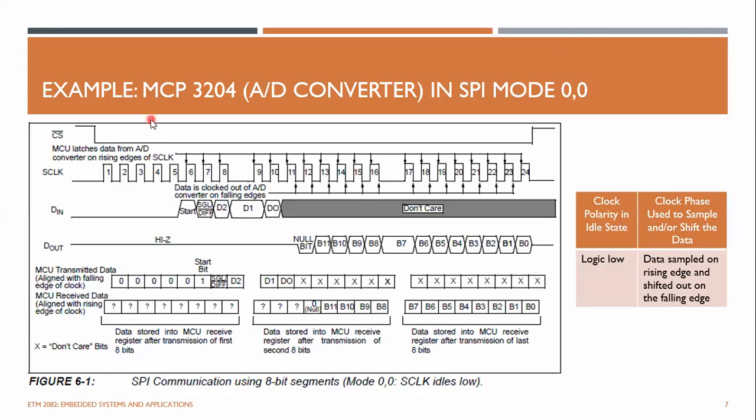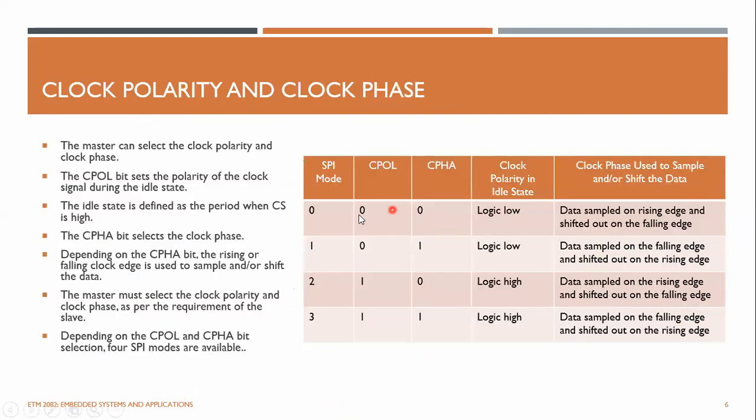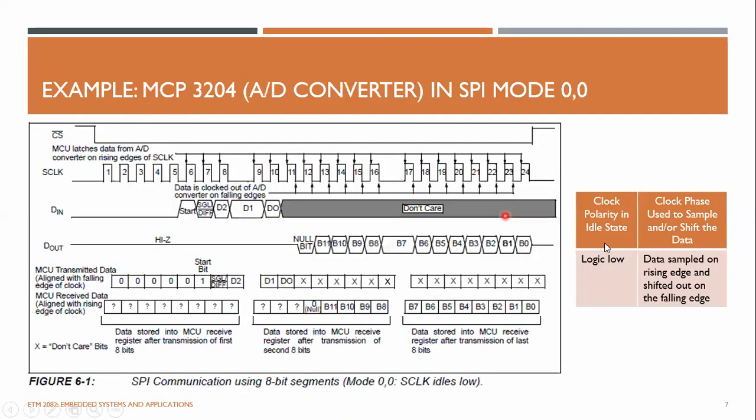Now we can check an example, which is from the MCP3204, an analog to digital converter. It supports multiple SPI modes. This chip says it supports mode 0,0, which means the one that we have just discussed, which is SPI mode 0. The clock polarity and the clock phase are both 0. So these are the settings.